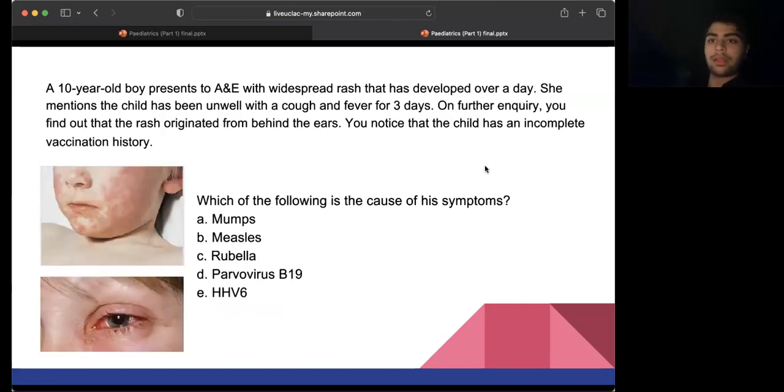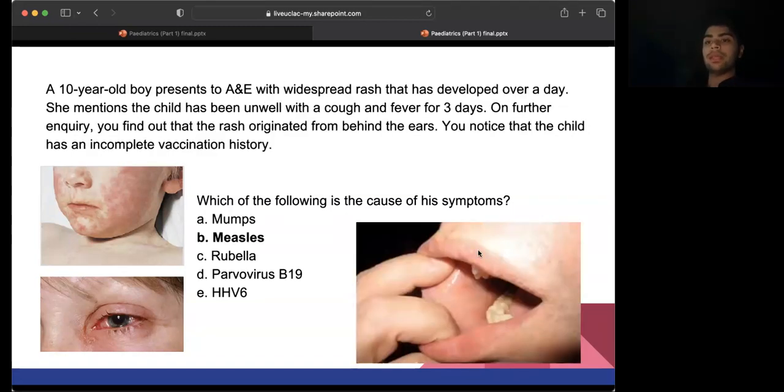Okay, so we can go to the next slide. Yeah, so now there's this next question of a 10-year-old boy with a rash. So I'll leave you guys to answer that. B. Yeah. So people putting B for measles, which is right.